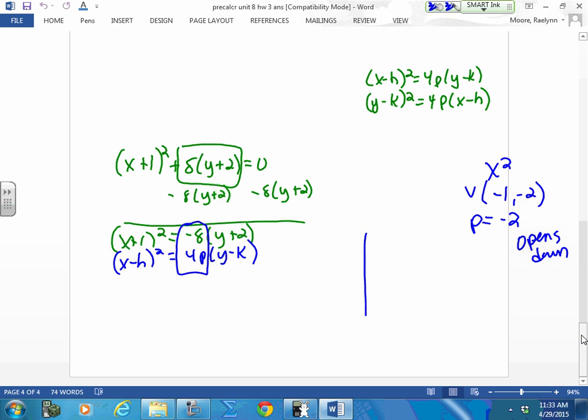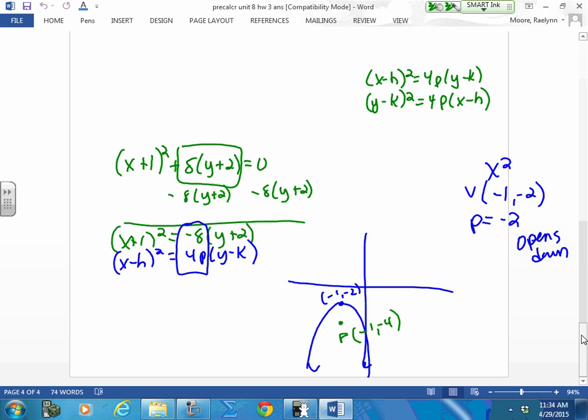So now I sketch. I start here at -1, -2. I'm opening down. Now your focus has to be inside your parabola. Here. This is my focus. Because I'm going up and down, I'm changing the y. And I'm going down 2 places. So from -1, -2, move down 2 places. What are the coordinates of my focus? -1, -4.